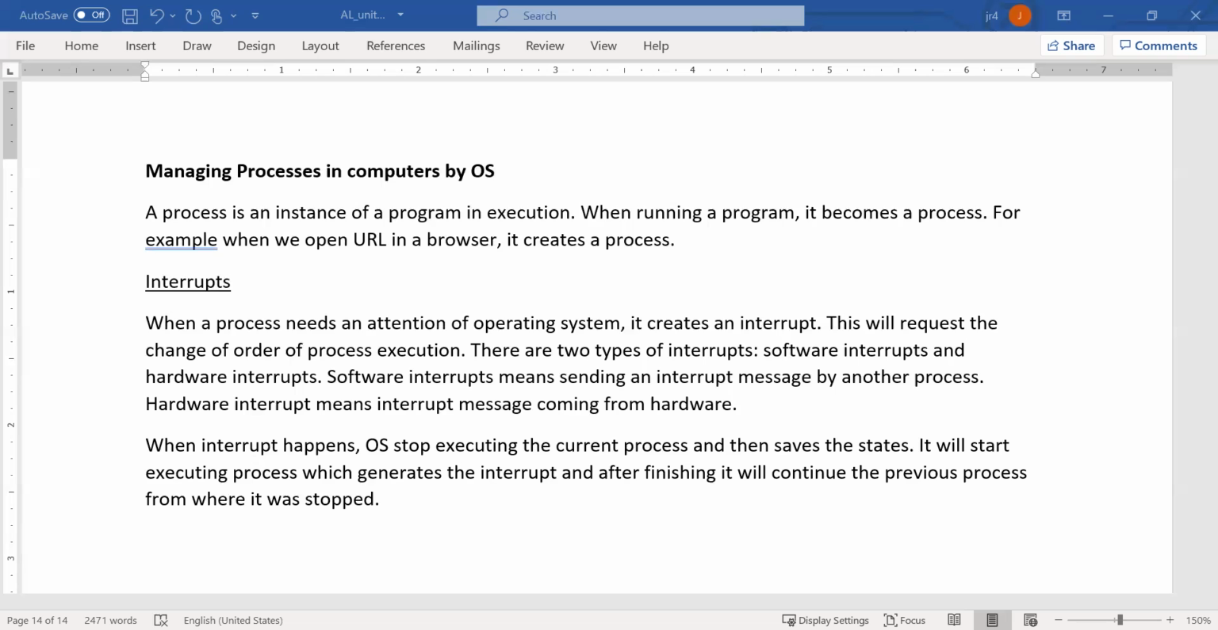Okay, now let's move on to process management. If I start from the beginning, a process, I told you, is an instance of a program in execution. When you run a program, it will create a process or a set of processes. Now when you have multiple processes, one process is taken by the CPU and it will execute it.